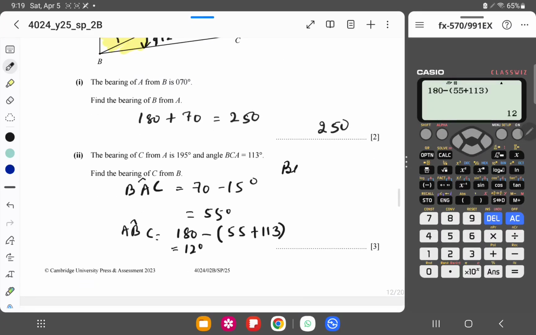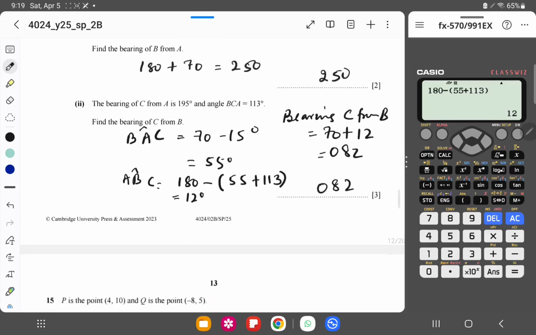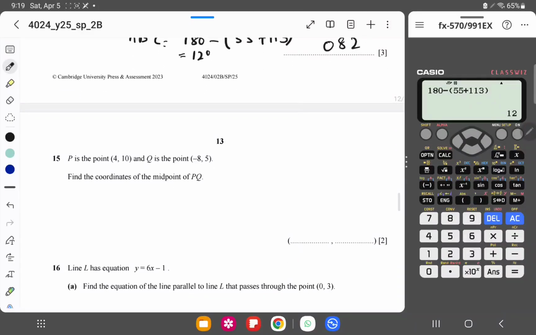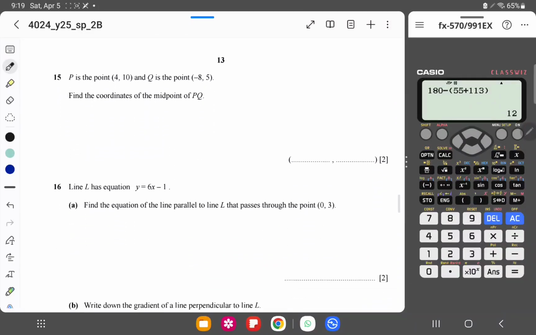So bearing C from B is equal to 70 plus 12, which is 82, and we write down 082. Okay, in 3 digits we always represent the bearing. So question number 15, reaching to question number 15.